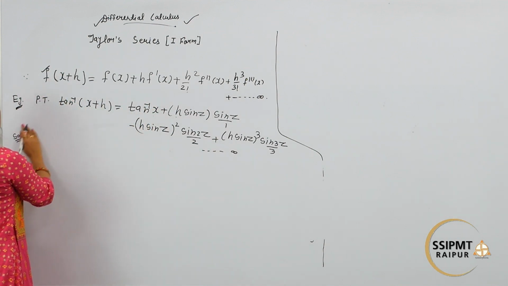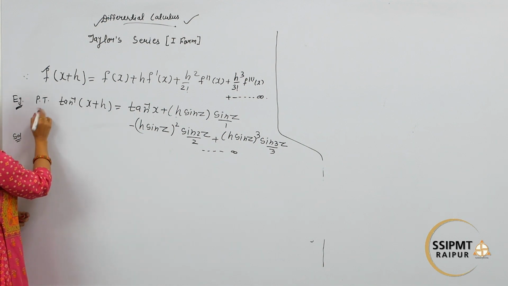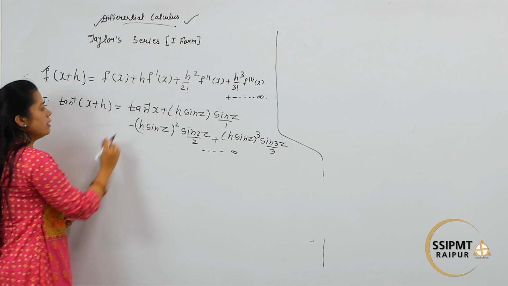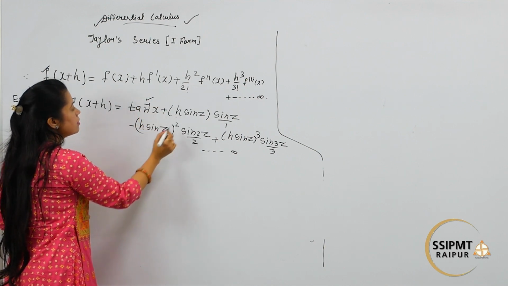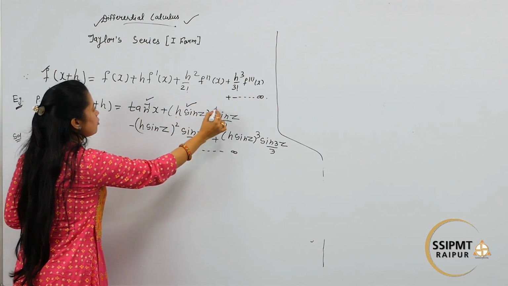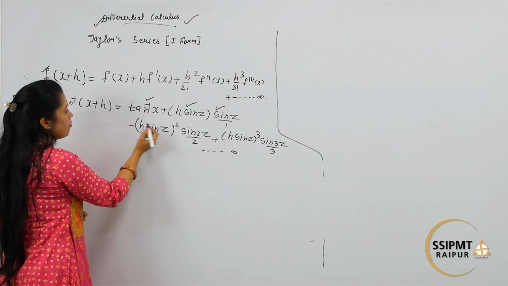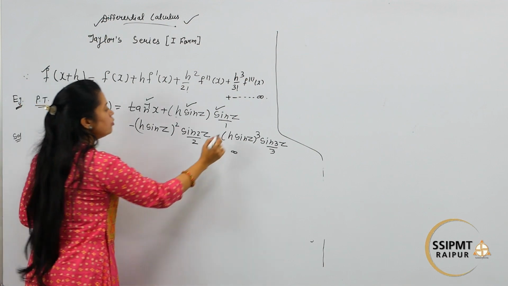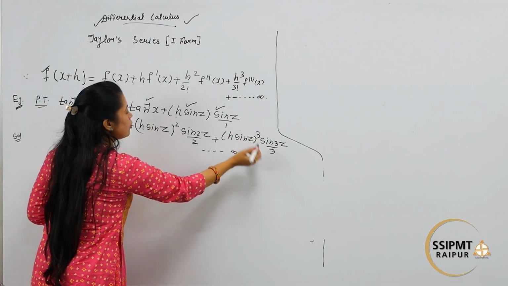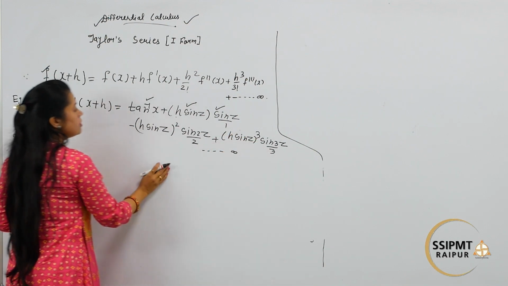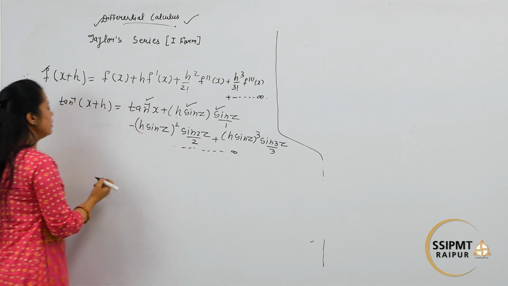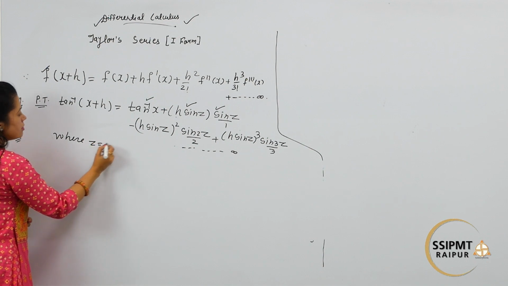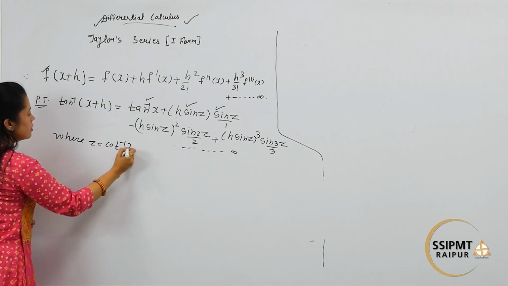So here I am going to show you an example where we have to prove that tan inverse of (x plus h) is equal to tan inverse x plus h sin z into sin z upon 1, minus (h sin z) square into sin 2z by 2, plus (h sin z) whole cube into sin 3z by 3, and so on up to infinity, where z is cot inverse x.